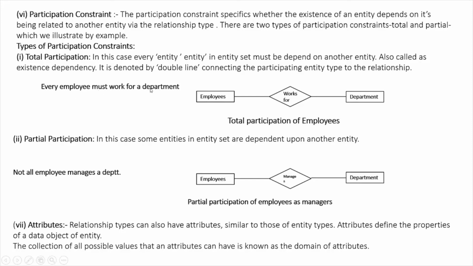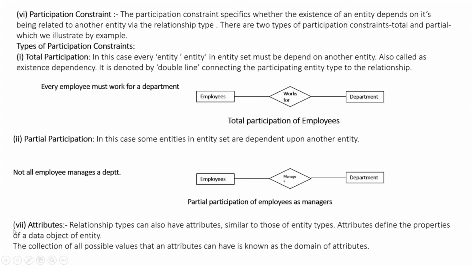Every employee must work for a department. As you can see in this figure, employee works for department. Partial participation. In this case, some entities in the entity set are dependent upon another entity. Not all employees manage a department. As you can see, employee manages department. Six, attributes. Relationship types can also have attributes similar to those of entity types.